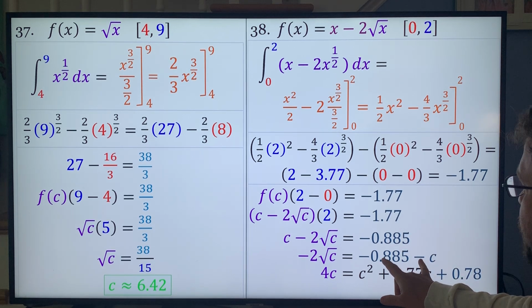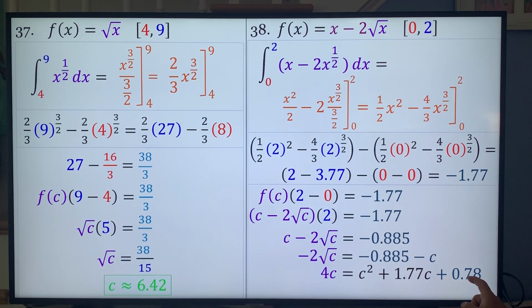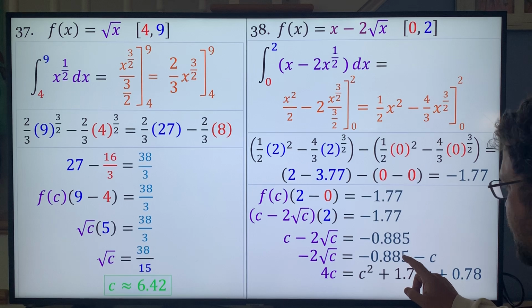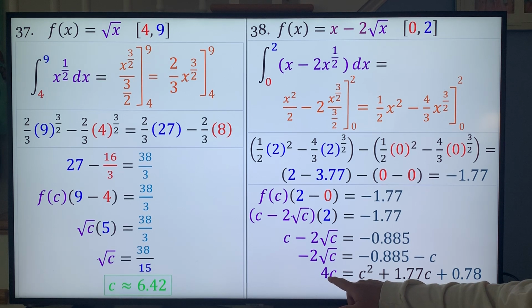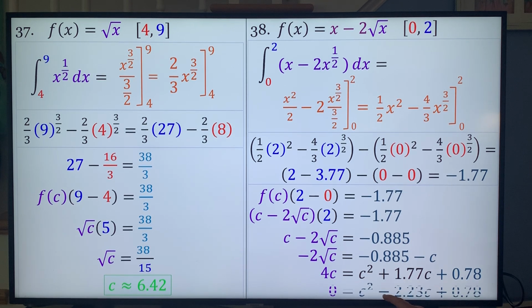When I square this, it becomes a FOIL, multiplying this by itself. So this squared is 0.78 minus c times this, minus c times this. Since they're both negatives, they become positive 1.77c. Negative c squared is positive c squared. I can make a quadratic. I subtract both sides by 4c: c squared minus 2.23c plus 0.78.